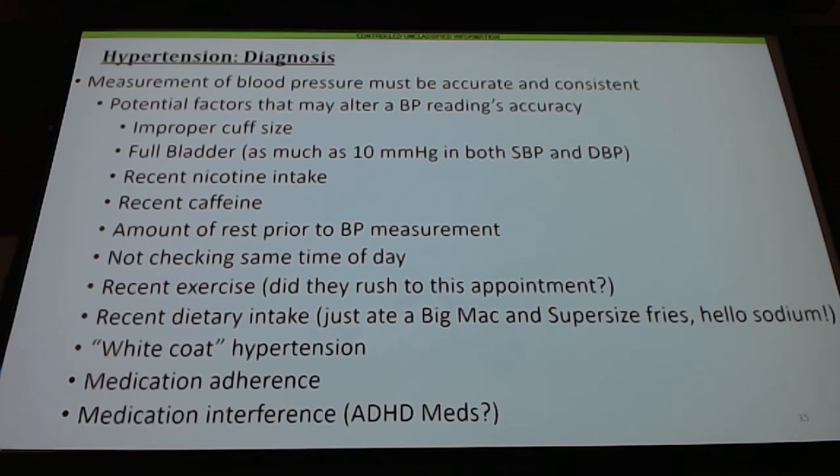So something as simple as the patient has a full bladder and just needs to go to the bathroom can cause an elevation of 10 millimeters of mercury in both your systolic and your diastolic. So simply just having a full bladder could put somebody over the threshold of having an elevated blood pressure. So make sure they have an empty bladder.